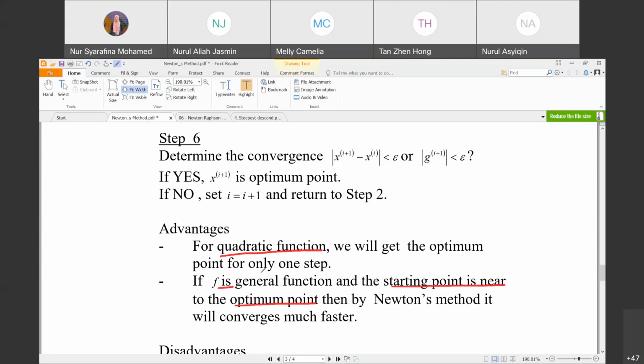Maybe this is your function, this is your optimum point, and maybe this is your starting point, x naught. Let's say this is your x naught, this is your solution point. If you start near the optimum, then the process will be much faster. That is the advantage of using Newton. And of course, for a quadratic, you will get the optimum point in only one step.